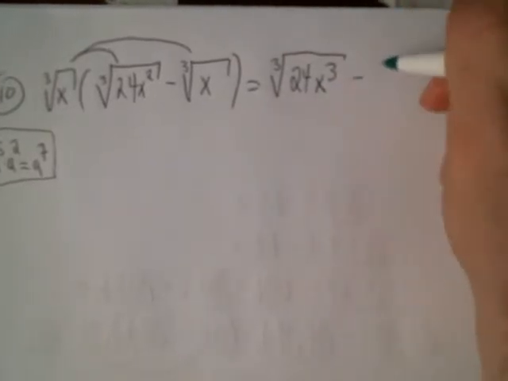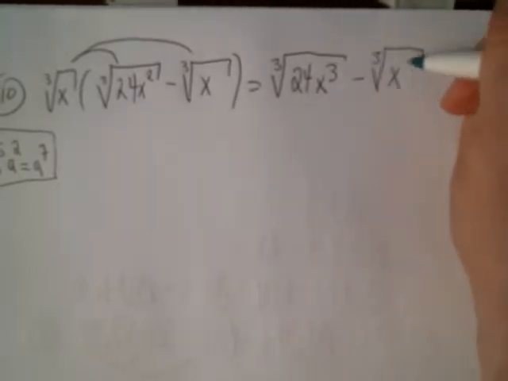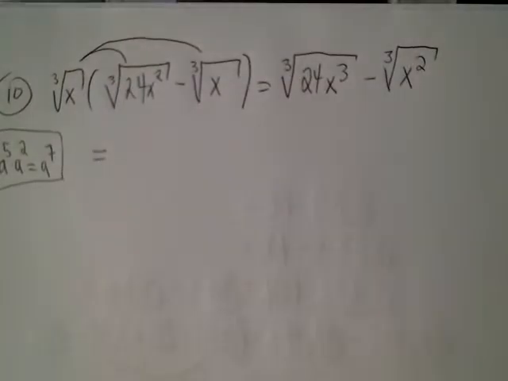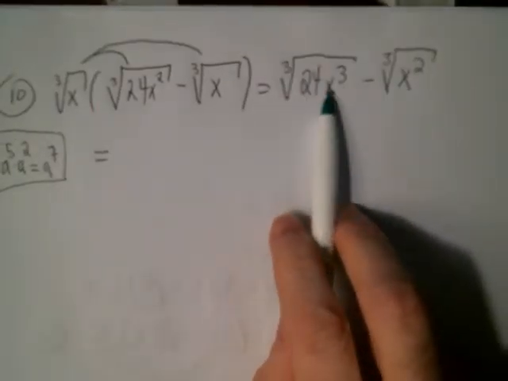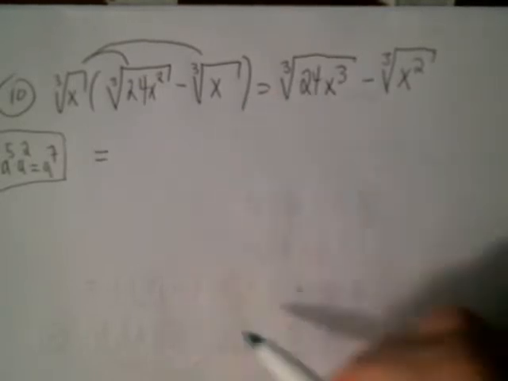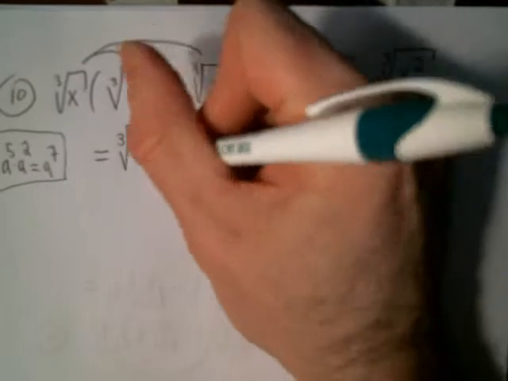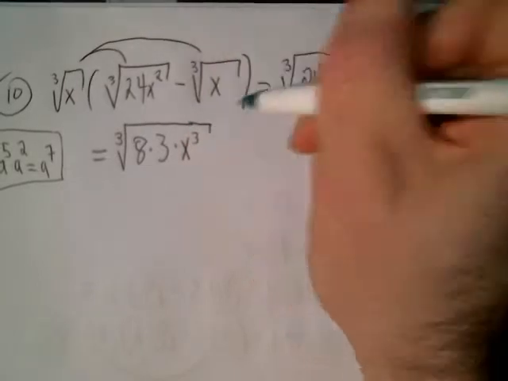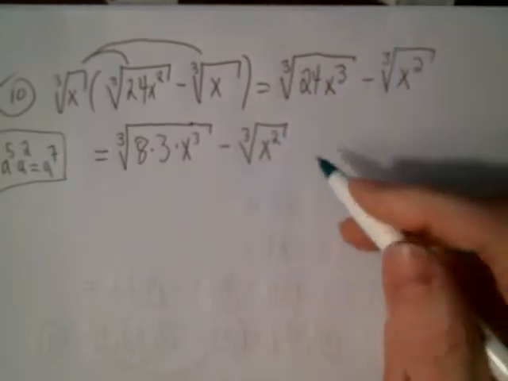And then minus the cube root of x times the cube root of x will give me the cube root of x squared. So x times x will give me x squared. Okay, now so long as the exponent is divisible by 3, I can consider it a perfect cube and pull it out of the cube root. I also want to see if I have any factors that are perfect cubes in 24. And of course, 8 is a perfect cube. So 8 times 3. And then x cubed is a perfect cube. The cube root of x squared, there's nothing I can do with that.